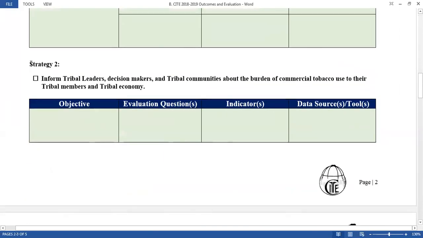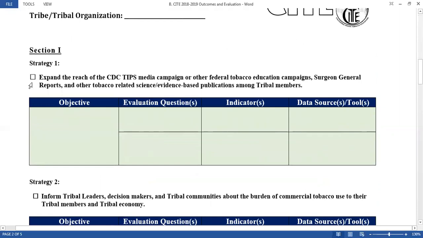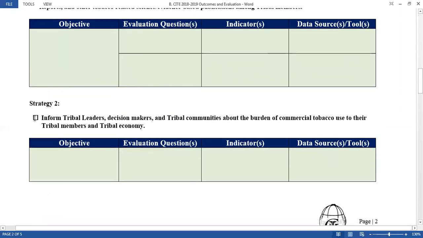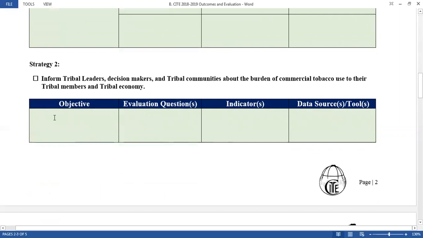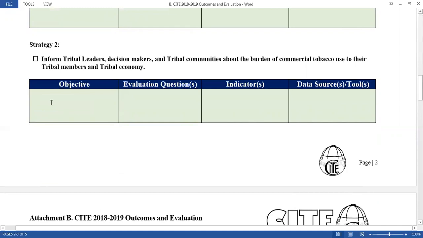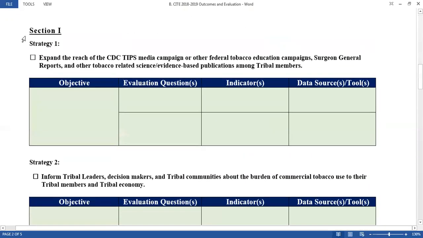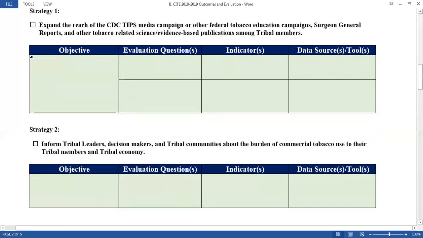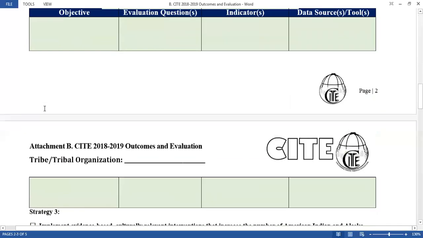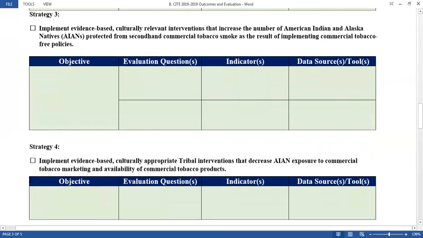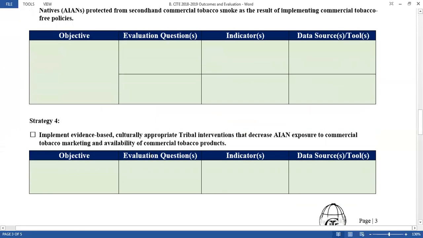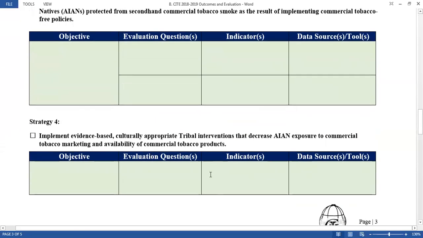If you selected more than one strategy, you would select each of the strategies that you will be working on in your work plan and then fill in the objective that supports that strategy and the evaluation questions associated with it. You need to select at least one strategy. You should have indicated at least one strategy on your work plan, but you could potentially select all of them. Just because all 4 strategies are listed here, you do not need to fill them out unless they are ones you are working on in your work plan.